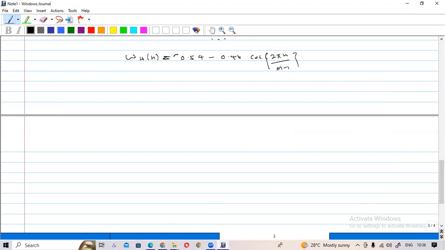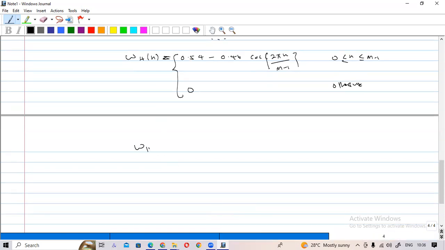This is valid when n is between 0 and N−1 as in the rectangular case, then 0 otherwise. So in the rectangular window, you have no need to calculate the window, because all are 1. But here you have to calculate the window function w_H(n).